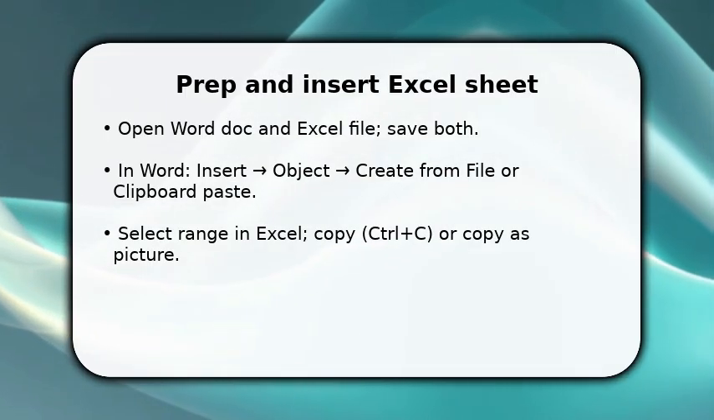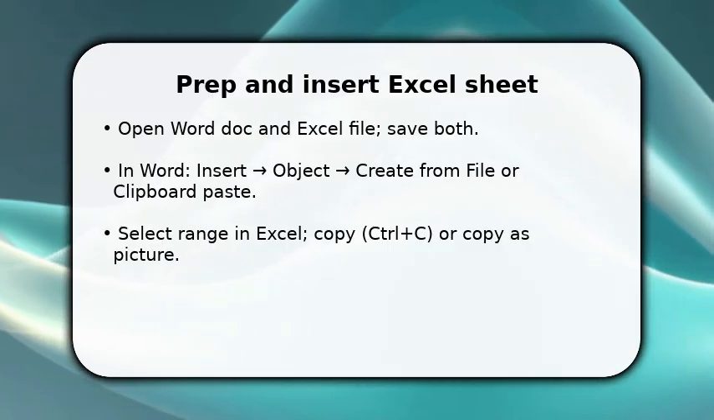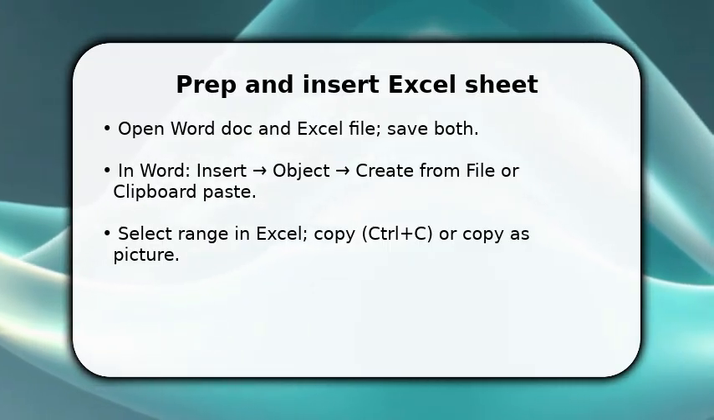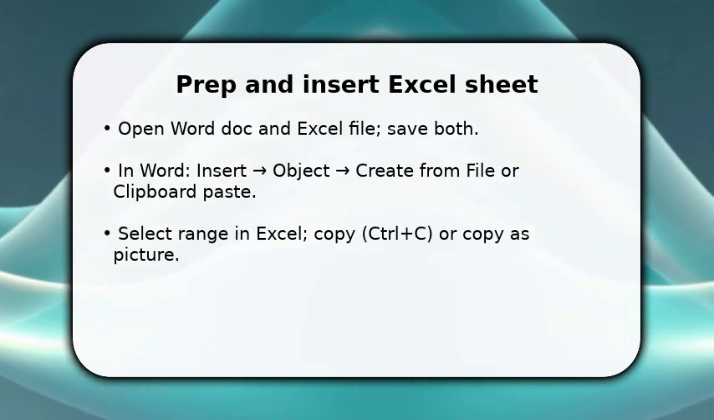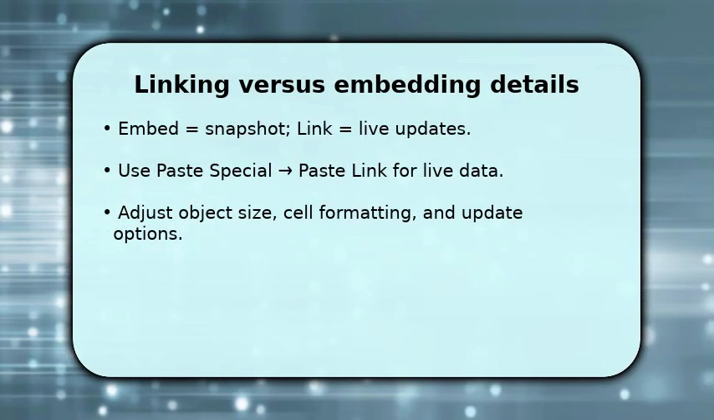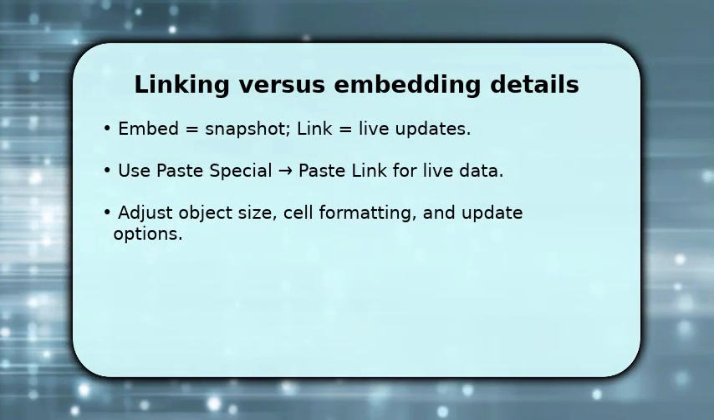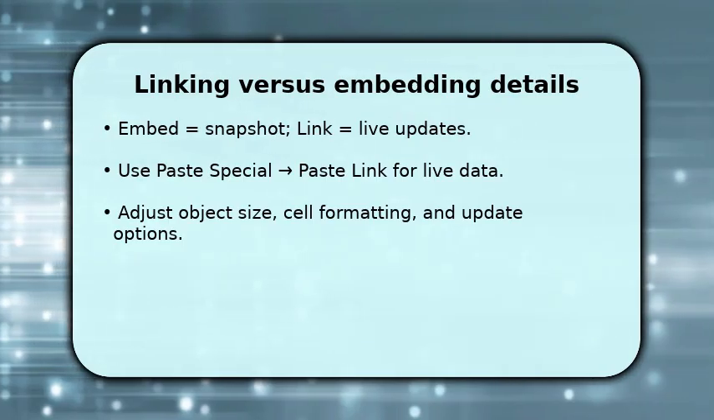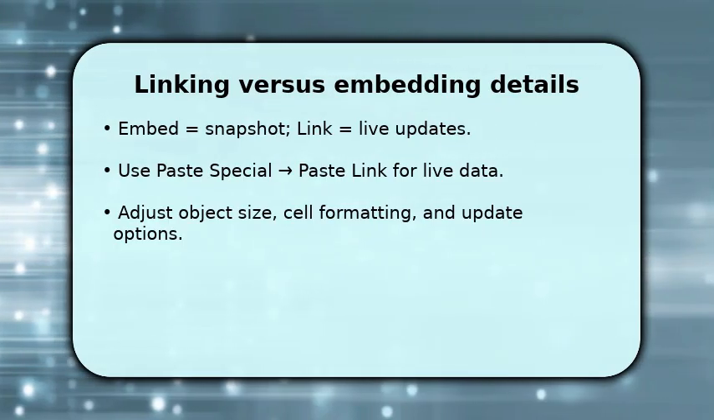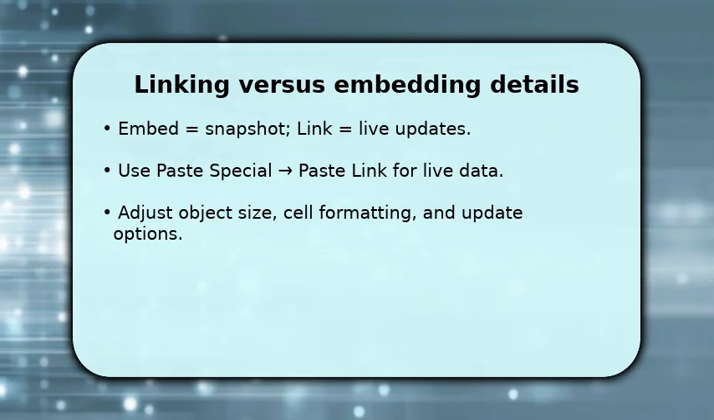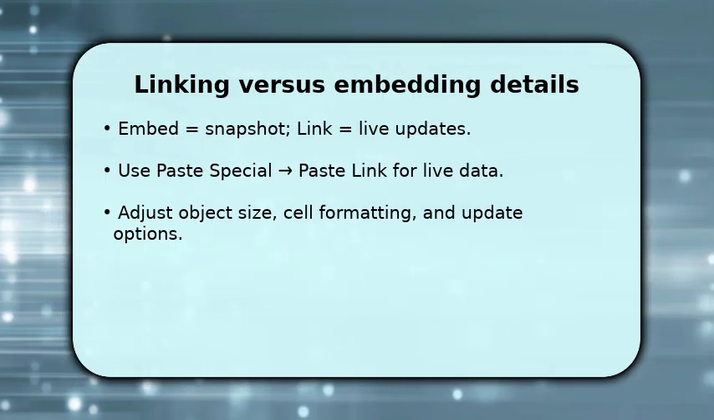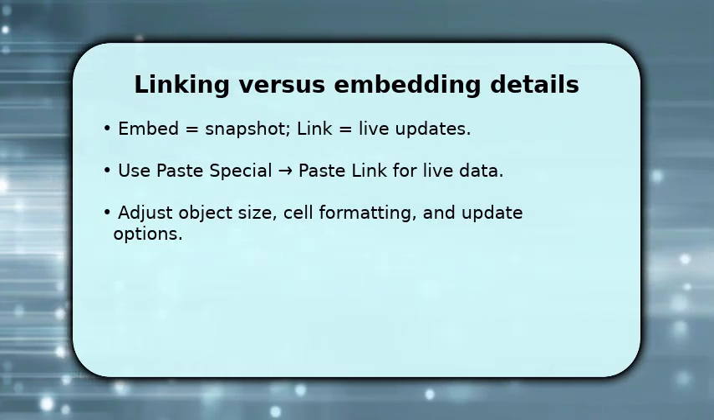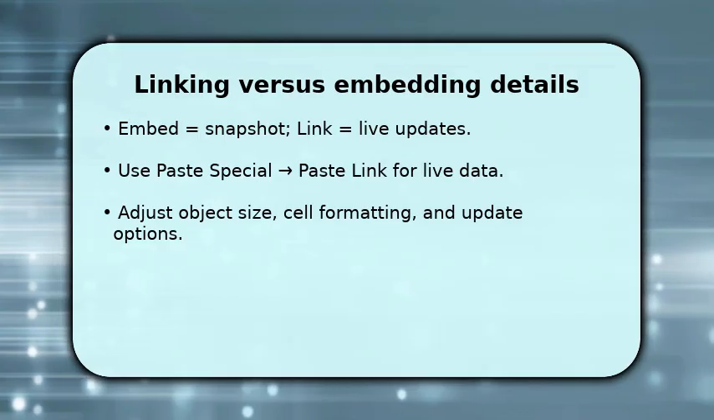Make sure both files are saved, so linking paths remain stable, and that you've chosen Embed versus Link depending on update needs. Now decide how you want the data to behave and execute the detailed steps. If you want live updates, use Copy in Excel, then in Word choose Paste Special and select Paste Link and Microsoft Excel Worksheet Object. This creates a dynamic link. If you embed, paste normally or insert object from file without linking.